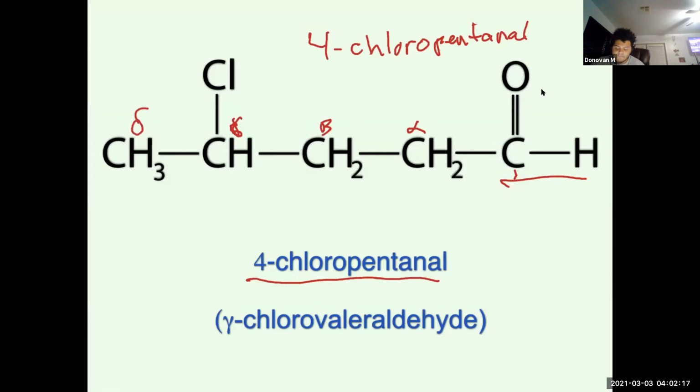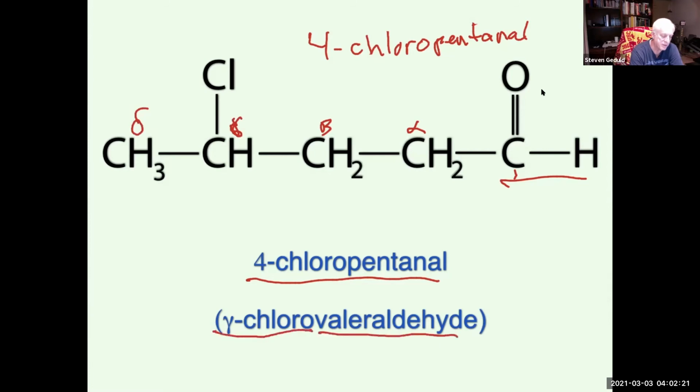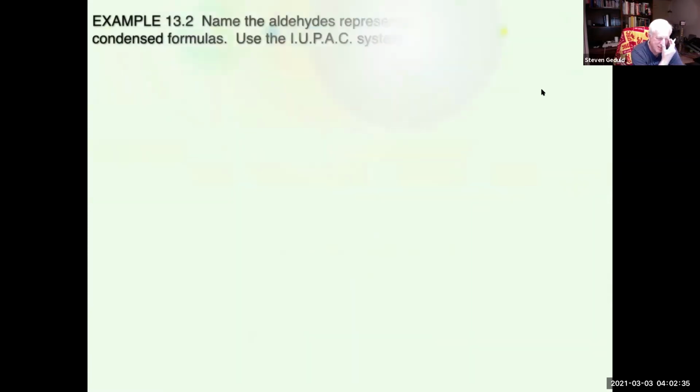Okay, so this would be gamma chloro valeraldehyde, which is pentanal. The only thing I want you to know with the Greek letters is it starts on the carbon adjacent to the carbonyl carbon, not on the carbonyl carbon. So alpha is not number 1. Name the aldehyde represented by the following structural condensed formulas.